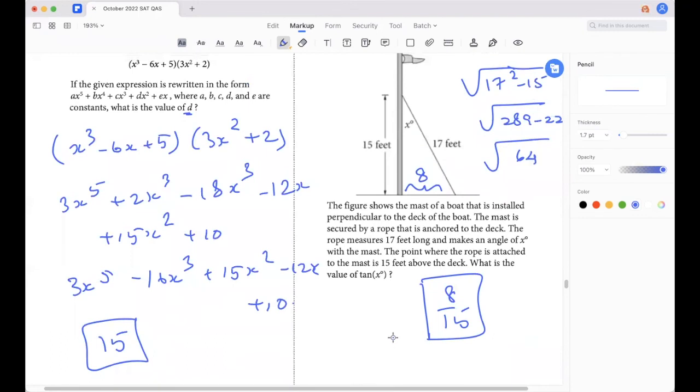Okay, so let's do this. X cube minus 6x plus 5 and 3x square plus 2. So 3x to the power 5 plus 2x cube minus 18x cube minus 12x plus 15x square plus 10. Okay. 3x to the power 5 minus 16x cube plus 15x square minus 12x plus 10. And we have to find... Oh, I think there's some mistake in this question. Let me check the original question.